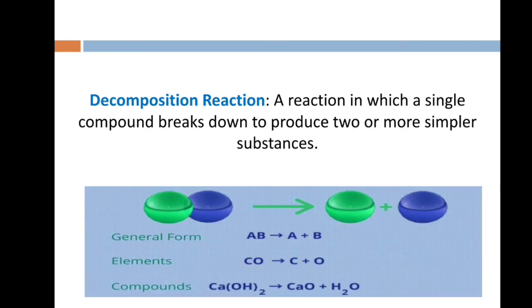Next is the decomposition reaction. In this reaction, a single compound breaks down to produce two or more simpler substances. You can see here in the example, CO breaks down to form carbon and oxygen. Then in the compound example, calcium hydroxide breaks down and forms calcium oxide and water. So one single compound breaks down to produce two or more simpler substances. That is known as the decomposition reaction.